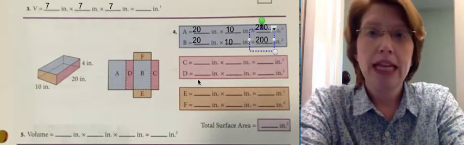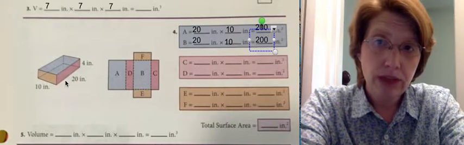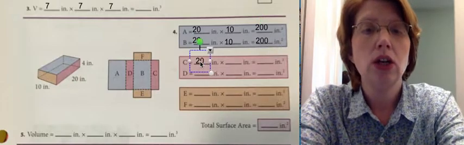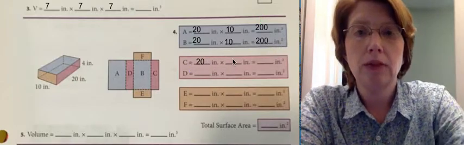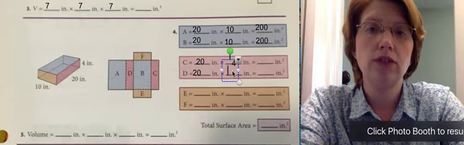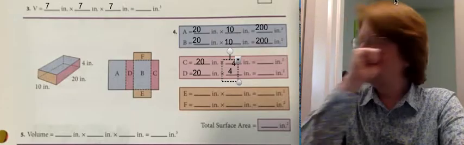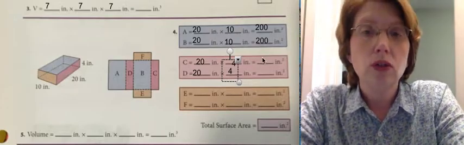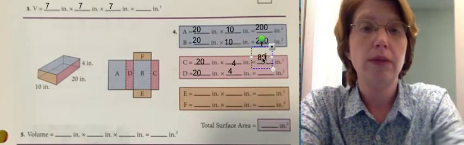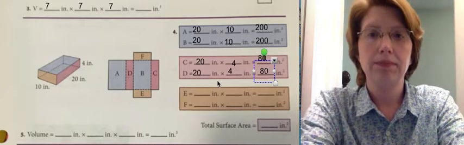Okay. Now for the C and the D, that's the sides. The length is 20 and the height is 4. So this one is going to be 20 times 4. And we're going to do that again because we have two of those sides. 20 times 4. So 2 times 4 is 8. With that 0, that would be 80. And then I'm going to come down here and do the same thing, 80.